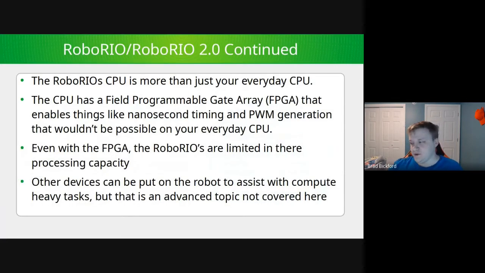Part of what makes the RoboRio able to do what it is able to do is because the CPU has something called a field programmable gate array, an FPGA, attached to it. The FPGA is there to do things that your average everyday CPU couldn't do. For example, the FPGA is able to maintain nanosecond timing and perform things like PWM generation, which we'll get into a little bit later, but it's basically a very high frequency on and off signal.